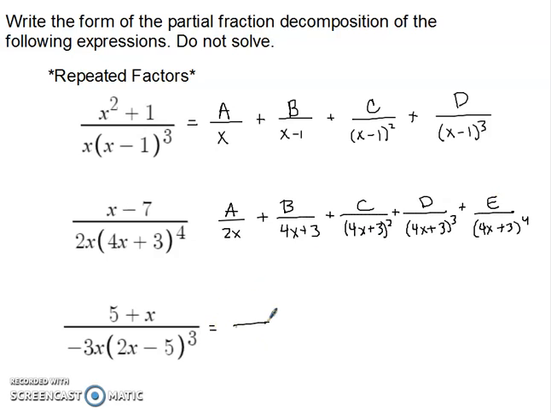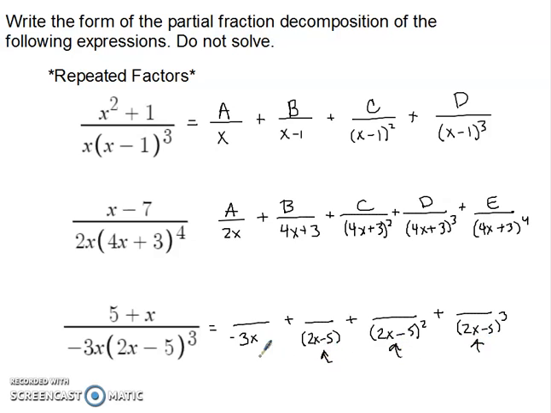And last, I would have negative 3x plus, then I've got 2x minus 5 to the first, 2x minus 5 to the second, and 2x minus 5 to the third. All of these factors have a degree of 1, so we're just looking inside the parentheses here, degree of 1, degree of 1, degree of 1. So all of my numerators are going to have a degree of 0, which means just A, B, C, and D.